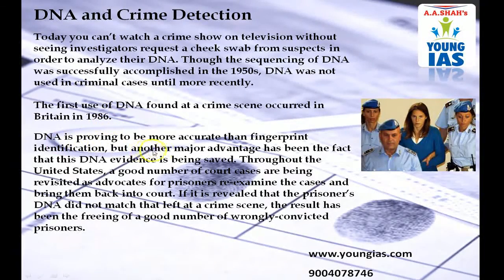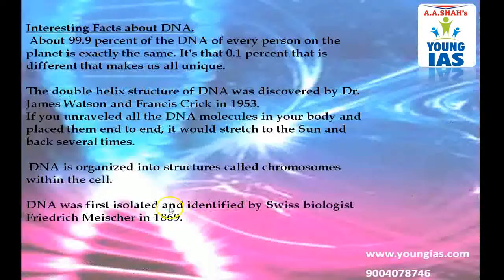DNA is proving to be more accurate than fingerprint identification. But another major advantage has been the fact that this DNA evidence is being saved. Throughout the United States, a good number of court cases are being revisited as advocates for prisoners re-examine the cases and bring them back into court. If it is revealed that a prisoner's DNA did not match that left at a crime scene, the result has been the freeing of a good number of wrongly convicted prisoners.